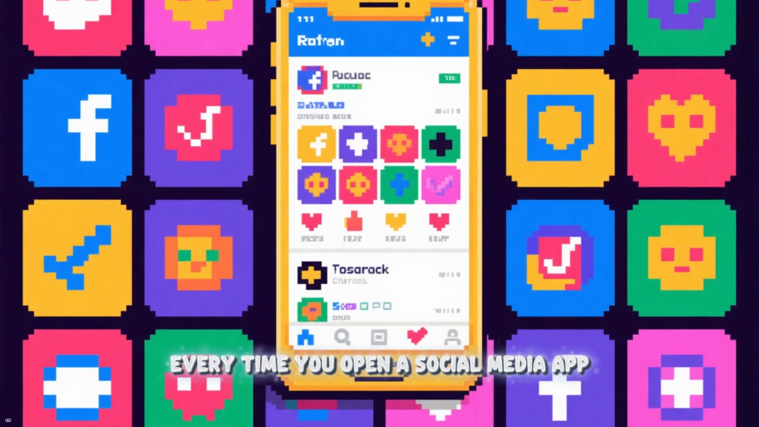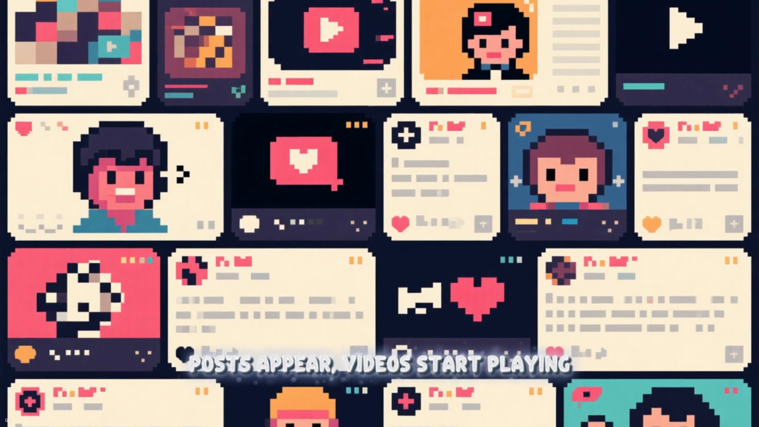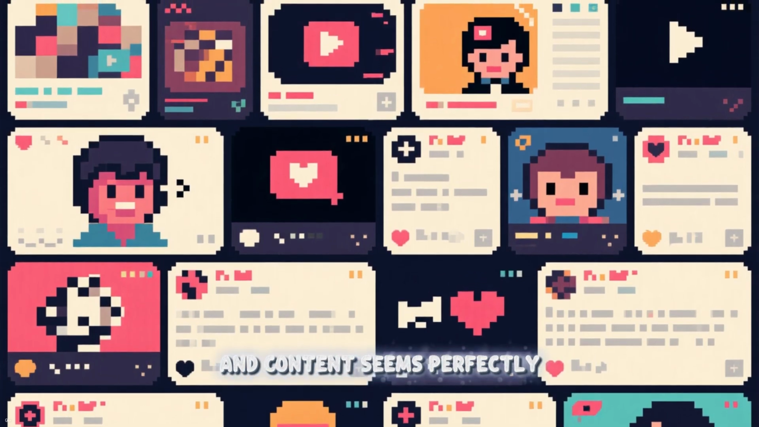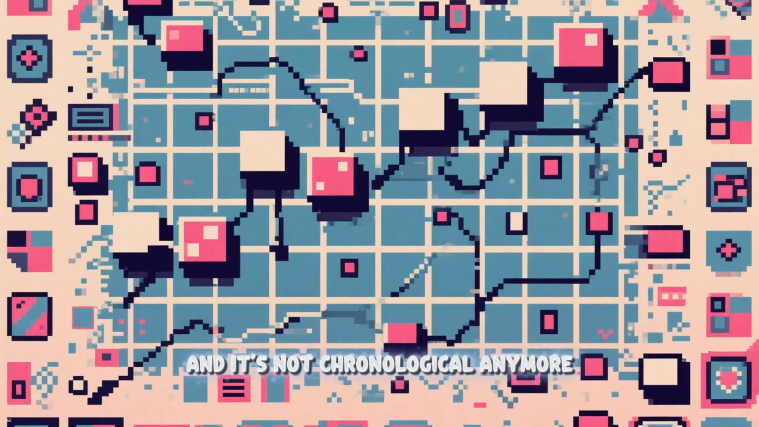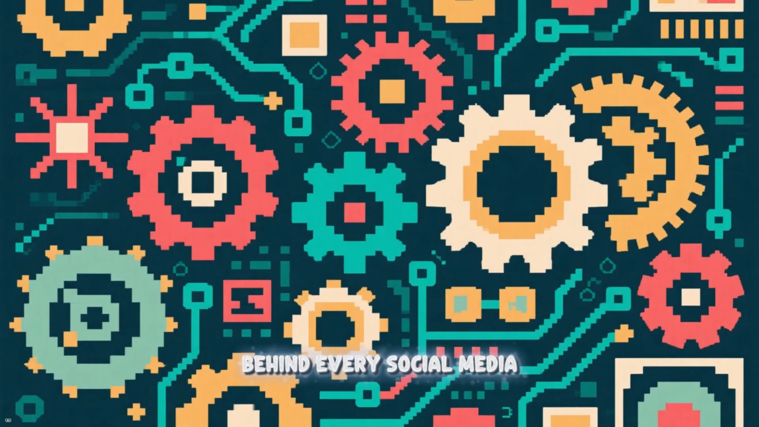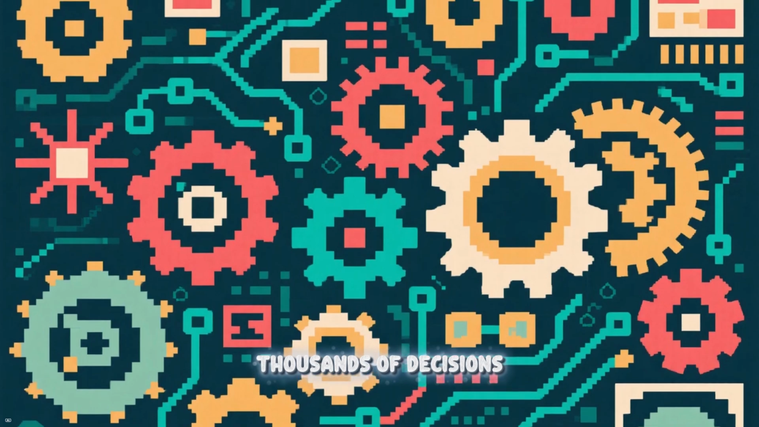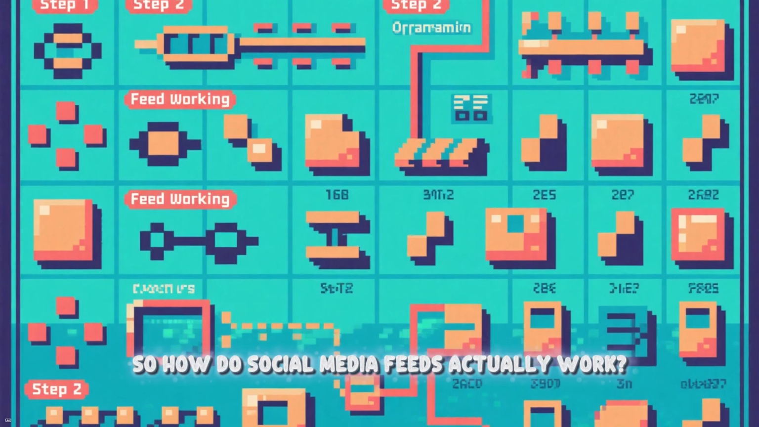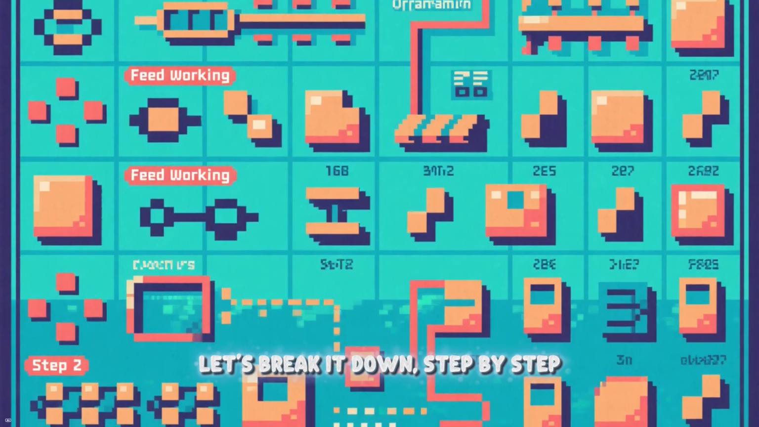Every time you open a social media app, your feed feels instant. Posts appear, videos start playing, and content seems perfectly tailored to you. But what you're seeing isn't random, and it's not chronological anymore. Behind every social media feed is a complex system of algorithms making thousands of decisions in real time. So how do social media feeds actually work? Let's break it down, step by step.